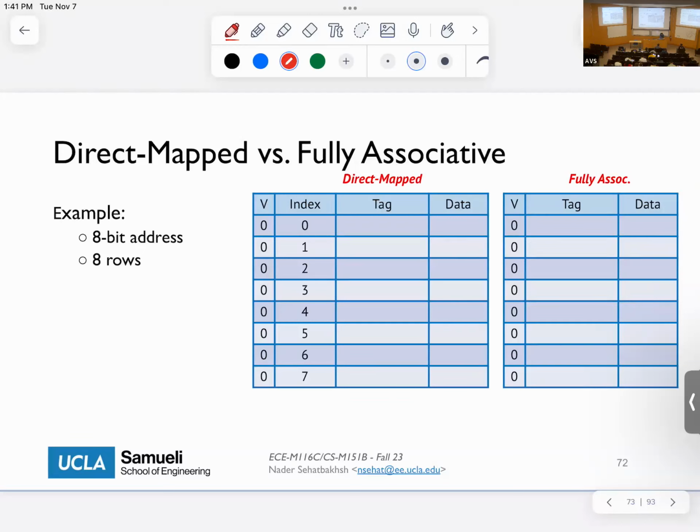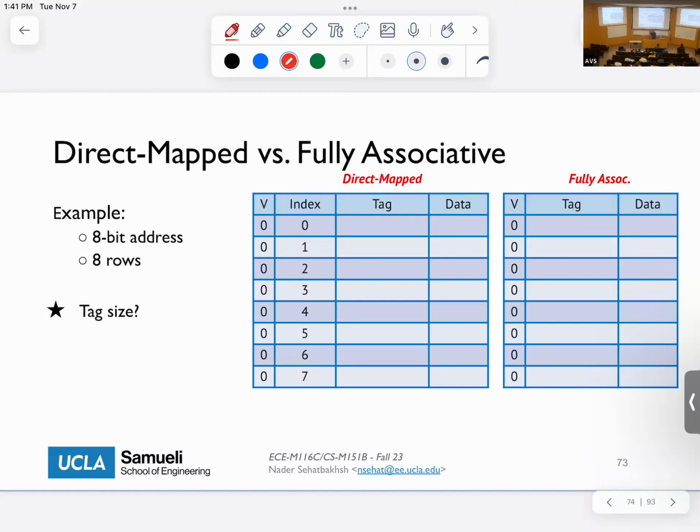Let me give you this example very quickly, and then we're going to call it a day for today. So let's say, for example, we have 8-bit addresses and we have 8 rows, okay? And then let's say we have a direct map cache and a fully associative cache, okay? Let's see what happens in terms of storing the data here, okay? So first of all, the tag size for each of these. What would be the tag size for the direct map? Any suggestions?